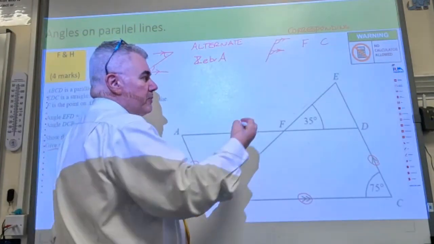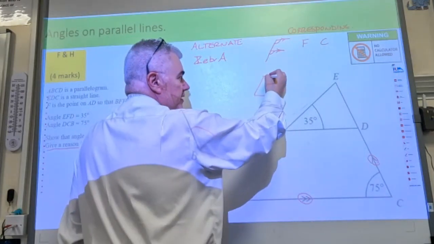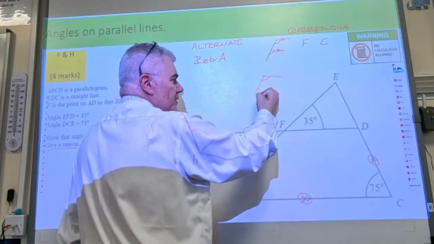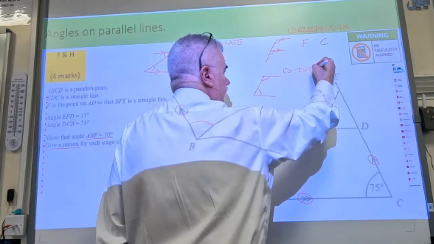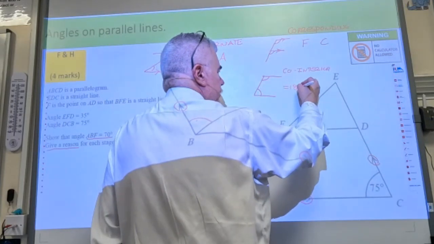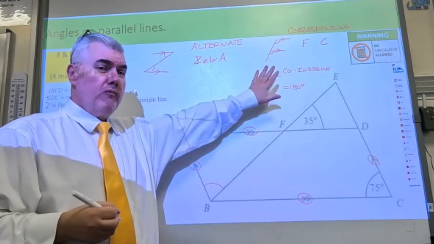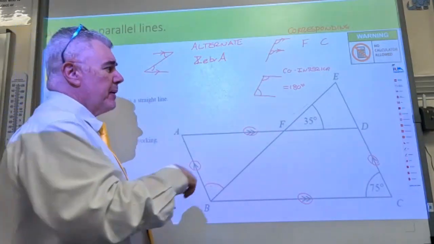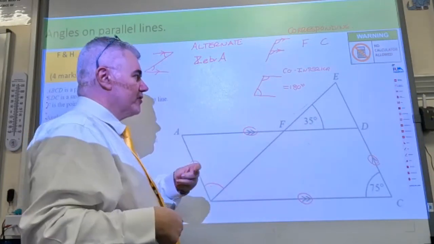The next one your teacher may have shown you could be co-interior, where we look for C's. This angle plus this angle equal 180 degrees when added together. I tend to not tell my students this one because you don't really need it. Anything we can get from this, we can get from these two. It just gives you a little bit less to remember.